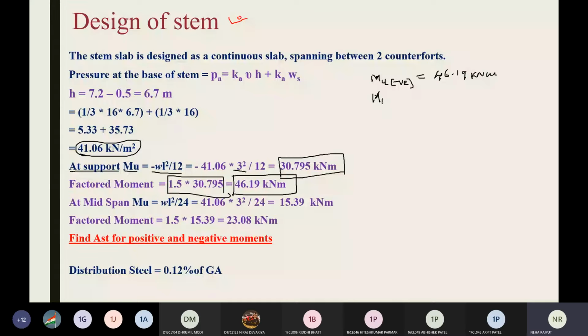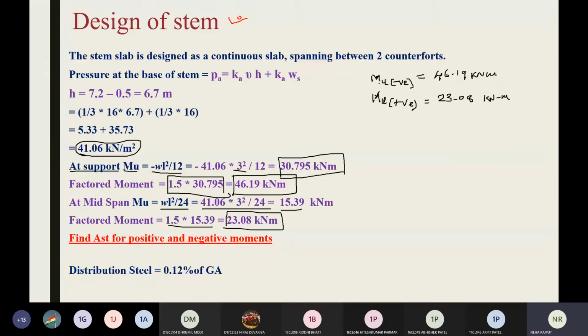Same way you need to find out the moment at the mid span. Mid span is sagging moment, sagging is positive. So equation is WL square by 24. So 41.06 into WL square by 24. So that is 15.39. Again factor it, you will get 23.08 kilonewton meter. So the positive moment is 23.08 kilonewton meter. Right. So this is your positive and negative moment of the stem bar.